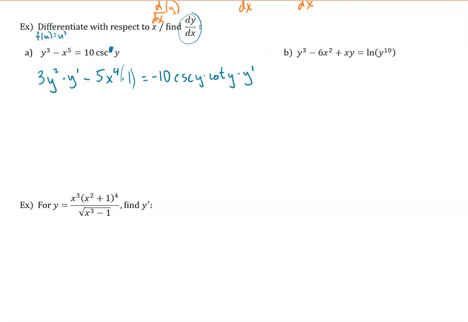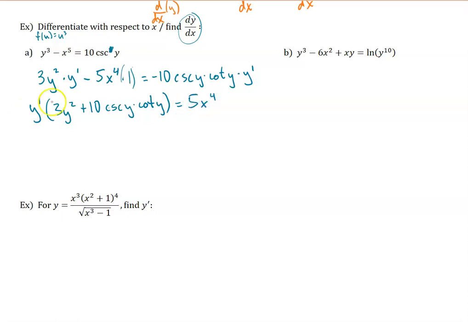Okay, so to do that, I'm going to move everything with y prime to one side and anything that doesn't have y prime to the other side. In this case, the 5x to the fourth does not have a y prime, and the 3y squared and the negative 10 cosecant times cotangent does. So, to make things positive, I'll move everything here to the left and this to the right, and then I'm going to factor y prime out. So I have y prime times 3y squared, plus this 10 cosecant y times cotangent y. Okay, and I've got the y prime factored to the front, and then over here equals 5x to the fourth.